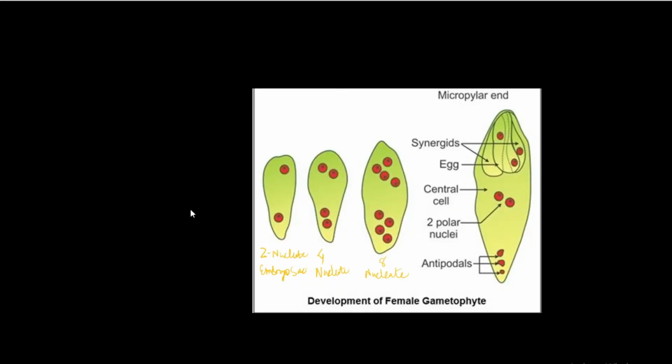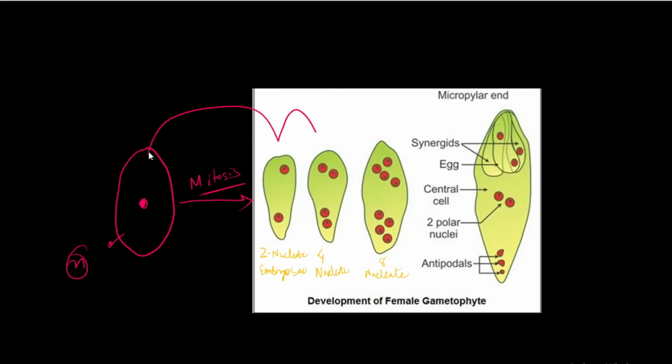Here we go. Let us take the survived megaspore as this. This megaspore is haploid in nature. Here mitosis occurs. Mitosis is a kind of process in which there is no reduction of chromosome numbers. The chromosome number will be the same throughout the divisions, so there is no reduction, unlike meiosis.